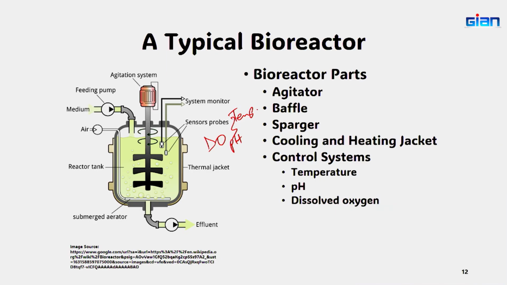The level? No, let's say it's a batch reactor, so the level is maintained. So you're looking at the dissolved oxygen, you're looking at the pH, you're looking at the temperature, right? These are the major sensors. What else can be used? Or what else can I sense inside a bioreactor?